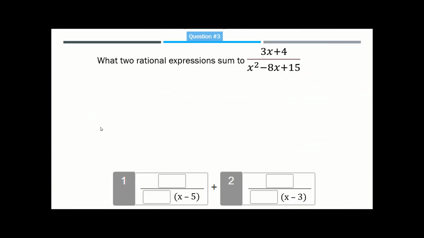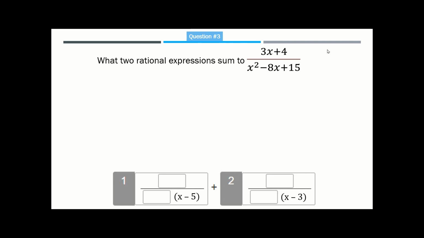All right, now we want to go to question number 3. How do you write this rational expression as the sum of 2 smaller rational expressions? We're going to approach this just the same way that we approach adding fractions. We're going to start off by factoring.